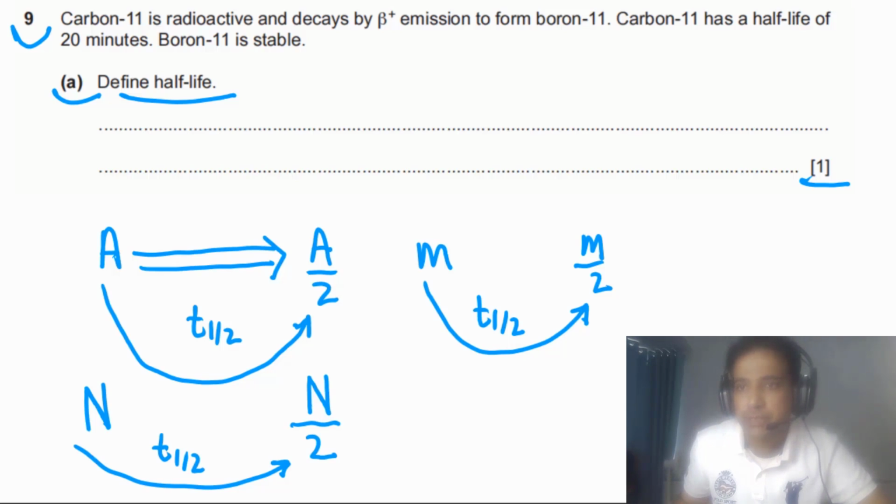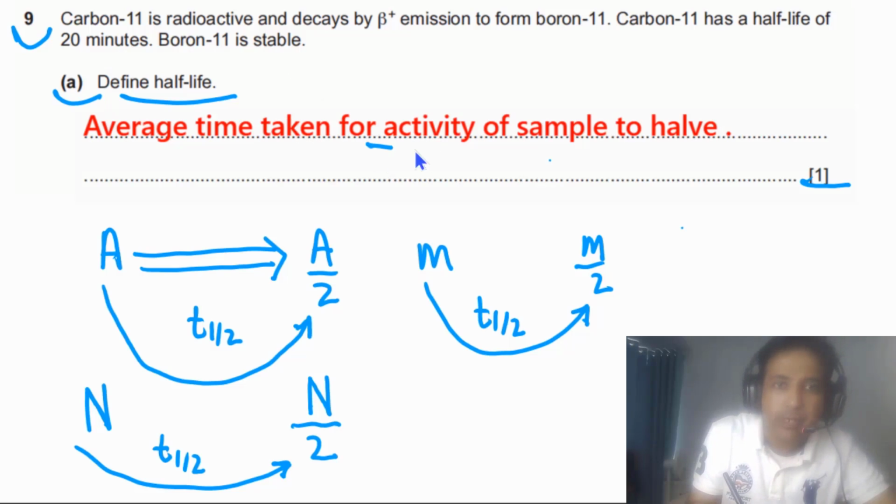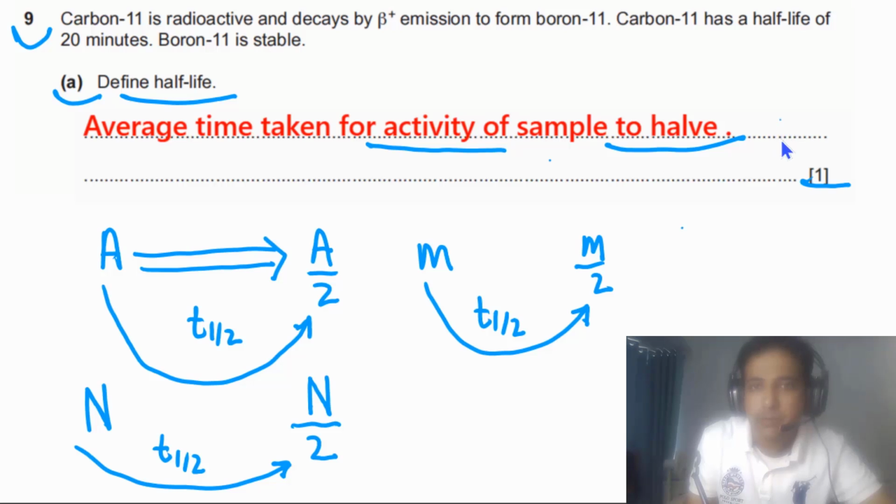Let me show you how you can write down your answer. For the answer of this question, simply you need to write down: average time taken for activity of sample to become half. If you have written this, you will get 1 mark, and this is a B mark.